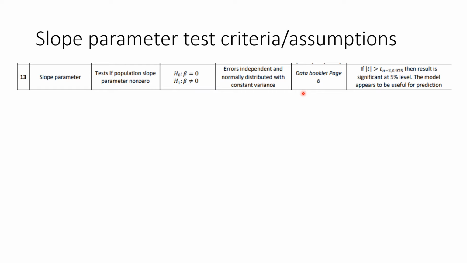You will find the test on page 6, but there are other pages as well that you need for the test. And when you're done with it, it will be a t-test. When you're done with it, you will say that at this percent level, you have evidence. And in the end, you have to say that the model appears to be useful for prediction. But if t is below the critical value, you would say there is not enough evidence to suggest that.